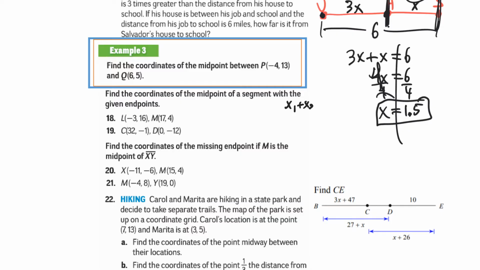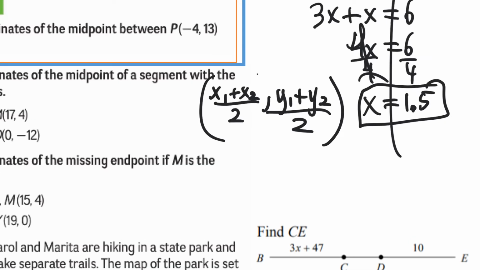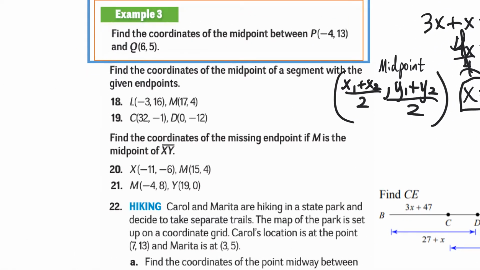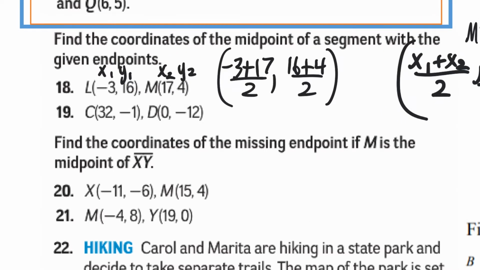Okay. Number 18 and 19 is midpoint. So the formula is x1 plus x2 divided by 2 and y1 plus y2 divided by 2. That is our midpoint formula right there. All right, so over here, we have x1, y1, x2, y2. So we're going to have negative 3 plus 17 divided by 2. And then on the y's, 16 plus 4 divided by 2.